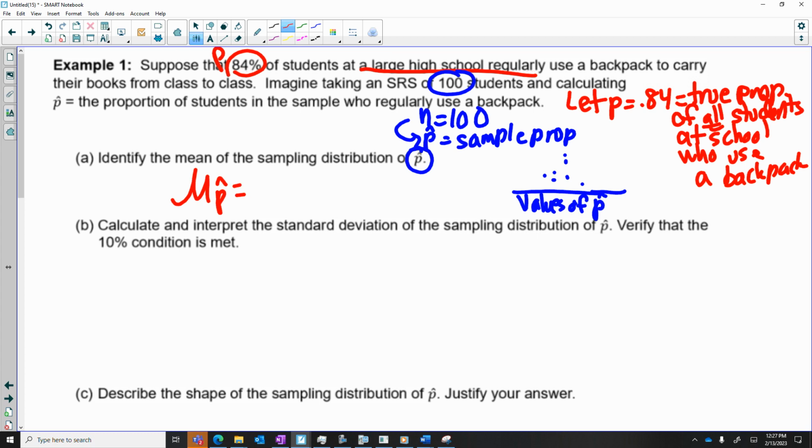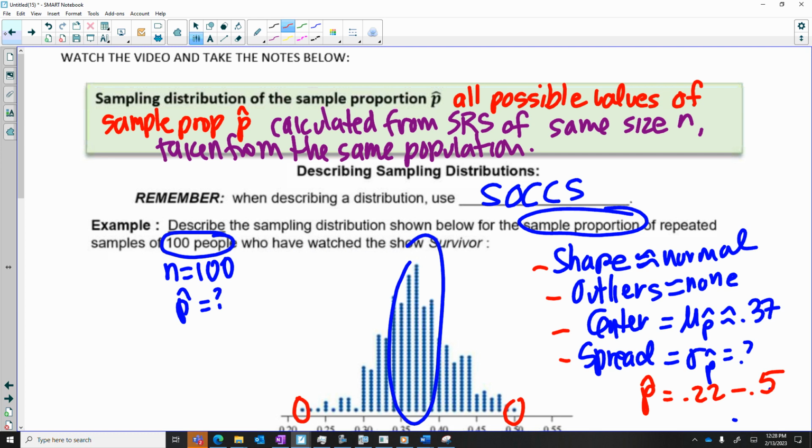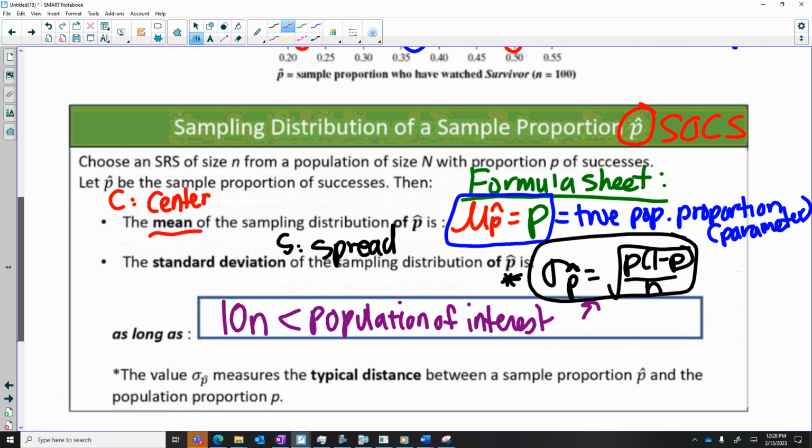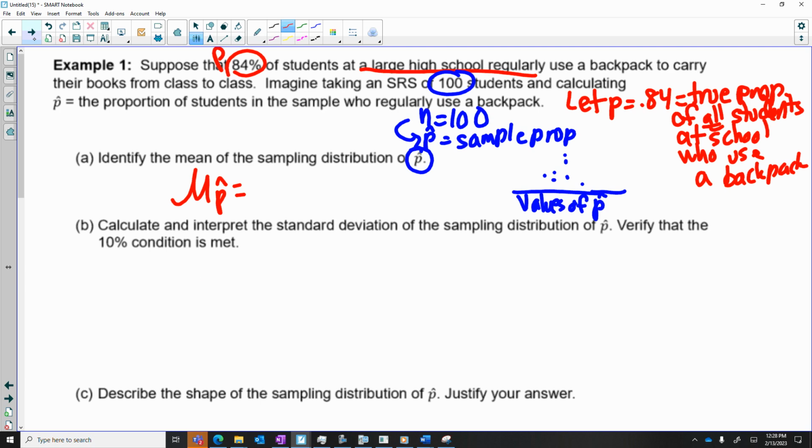And on that formula sheet, remember we said on the last page, mu sub p hat equals p. Right here, mu sub p hat equals p. So the mean of all the p hats will equal the true proportion p, which is 0.84. That's the center. All right, that's that. Now we want to do standard deviation. We want to talk about spread.